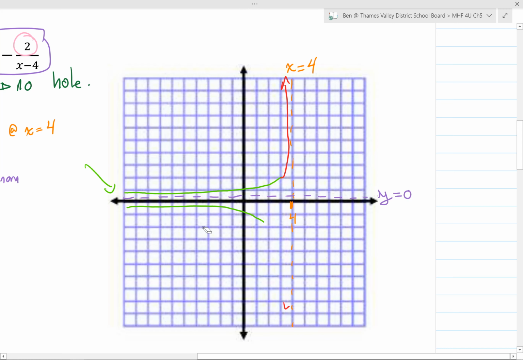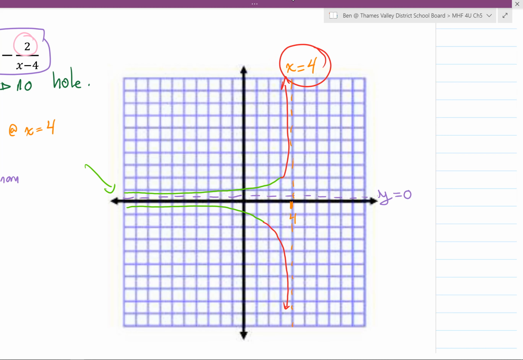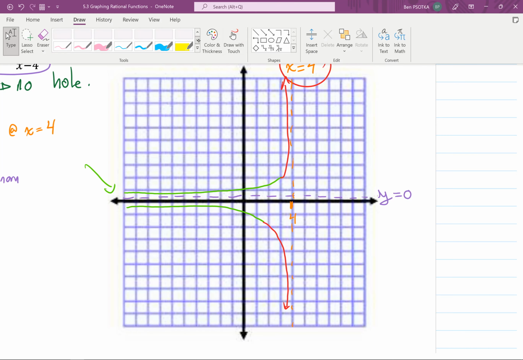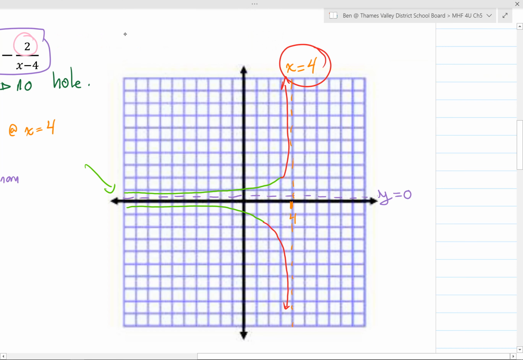Right, but here what we're focused on is that, as my function approaches my vertical asymptote, x equals 4, from the left, it will either approach positive infinity if it goes up, or negative infinity if it goes down. Okay, we'll keep going. With the vertical asymptote, we need to look at our function as it approaches it from the left, and as it approaches it from the right. So my function can again approach positive infinity or negative infinity.